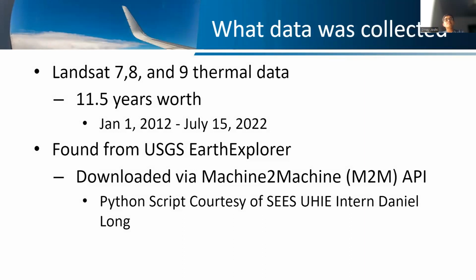To answer this research question, Landsat 7, 8, and 9 thermal data was collected. This data represents land surface temperature. Eleven and a half years' worth of data was collected, from January 1st, 2012 to July 15, 2022, from the U.S. Geological Survey Earth Explorer website via the machine-to-machine API, with the assistance of a Python script courtesy of ERC's UHIE intern Daniel Wong.